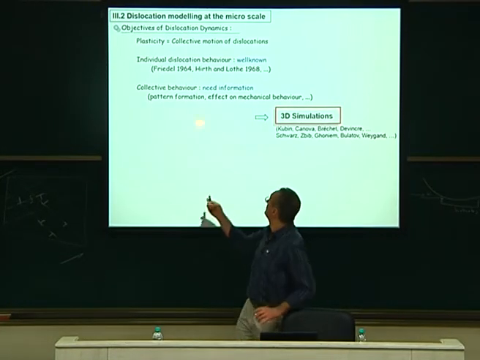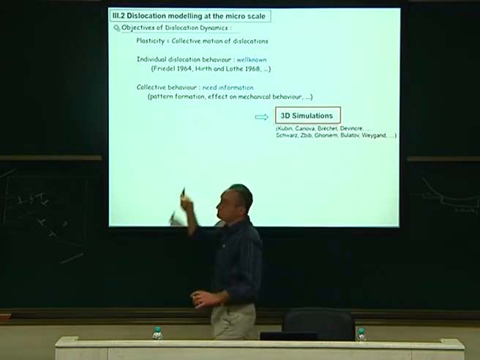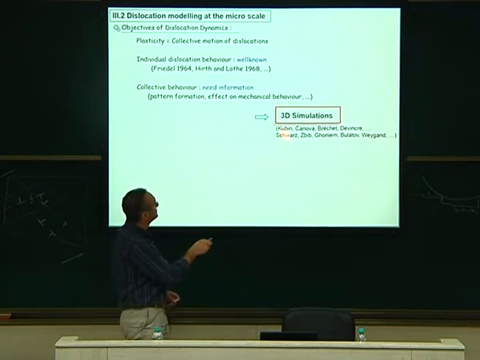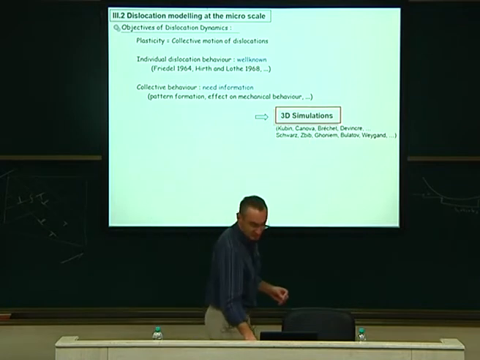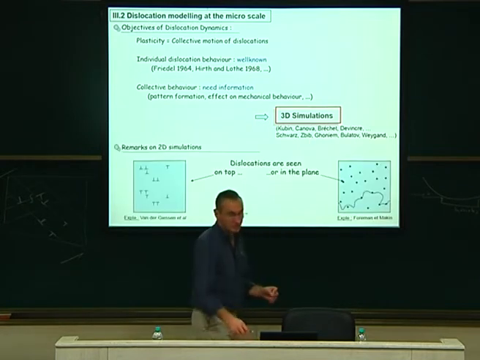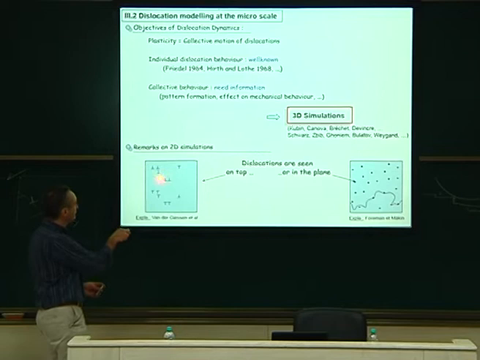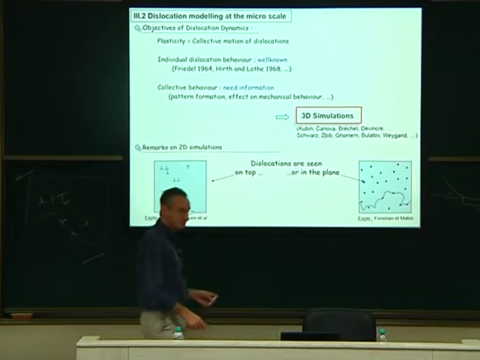So here I put some names. I don't know why. This slide, I think, is an extra slide. But Kubin, Canova, Brechet, Schwartz. Schwartz also developed a very nice code. Klaus Schwartz from IBM. SBIB, Gunim, Bulatov, Weygand. So all those are 3D codes. So here was the plot I told you. So either you look at it like this or like that.